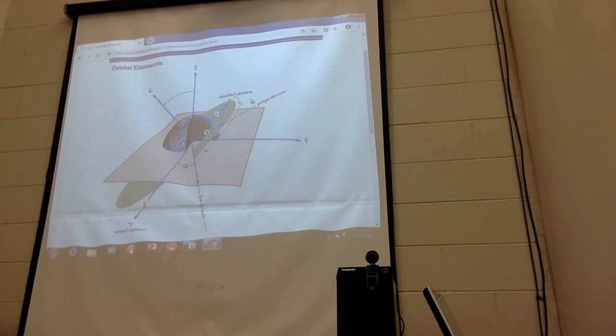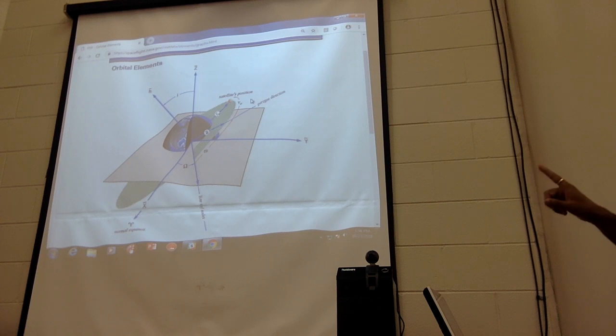Size, shape, orientation, position. These 6 define an orbit uniquely. That's the relative position of the satellite with respect to what? Perigee direction. So the basis for this is you have to establish 2 reference frames. The first reference frame here is the geocentric equatorial frame. The second reference frame I did not discuss.